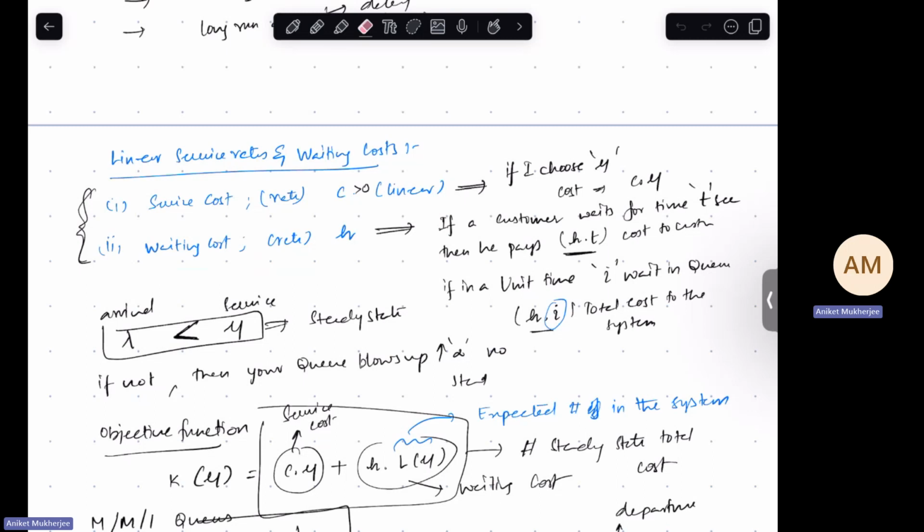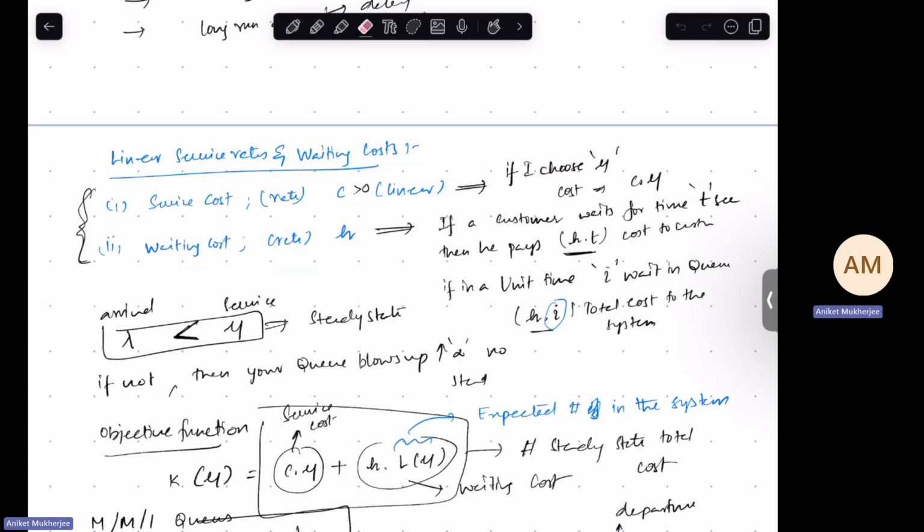Waiting cost, which makes sense. Waiting cost is a cost which the customer sees first, but the system also sees. The more the customer waits, the more he gets frustrated and he doesn't want to use it again. So the more you make a customer wait, you are incurring a cost, right? Because he's occupying some physical queue or something in you. So we model the waiting cost also to be linear with rate h. So if a customer waits for time t, then the customer cost that he pays is h into t, right?